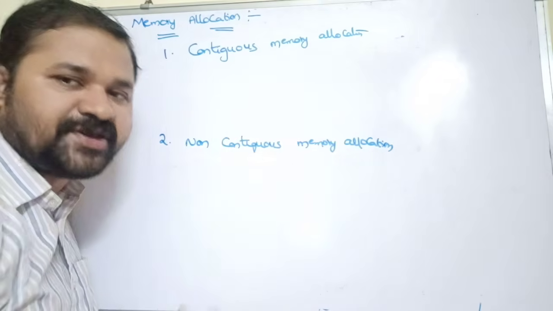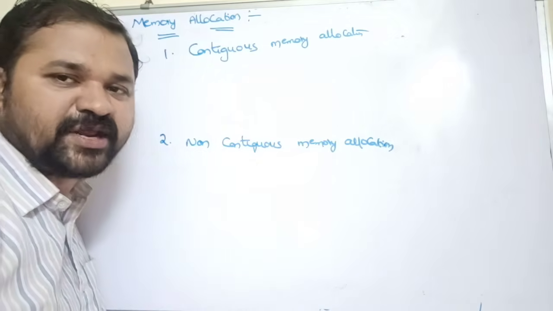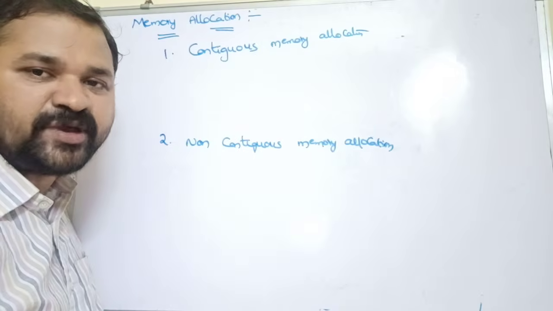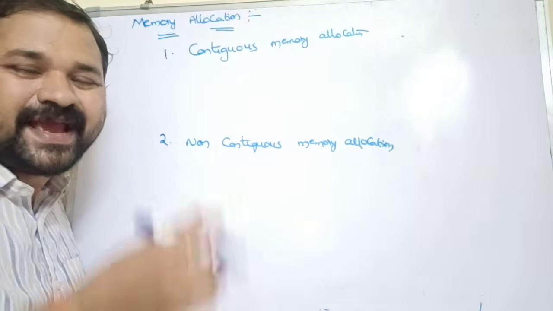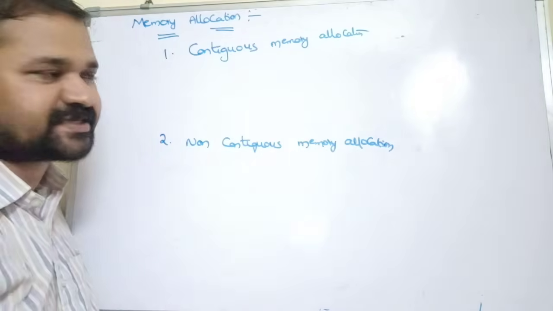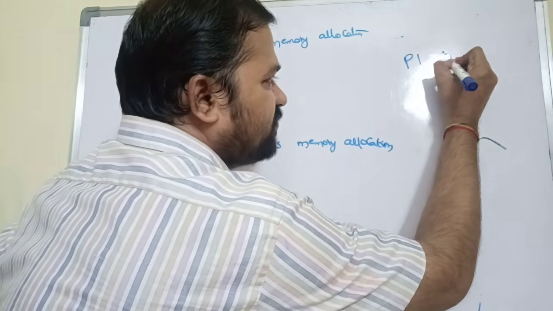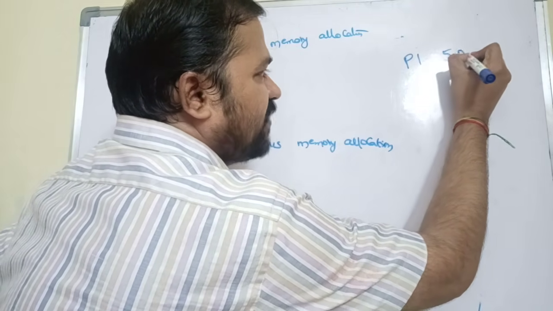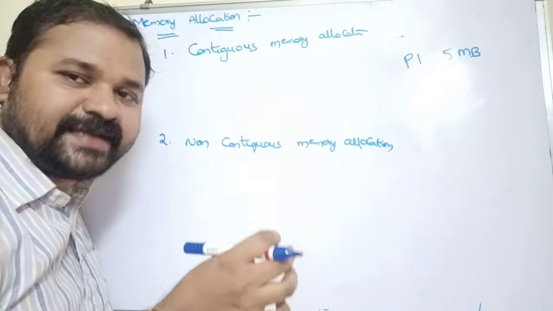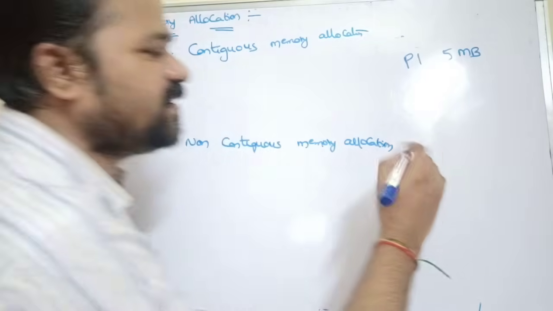So we know what is contiguous. Contiguous means a collection of adjacent memory locations, a block of memory locations. So in contiguous memory allocation, a contiguous block of memory will be allocated for a process. Let the name of the process be P1, where the size of the process is, let it be, 5 MB. So the operating system has to allocate a single contiguous block of 5 MB for process P1.